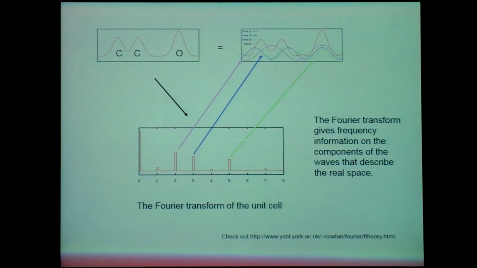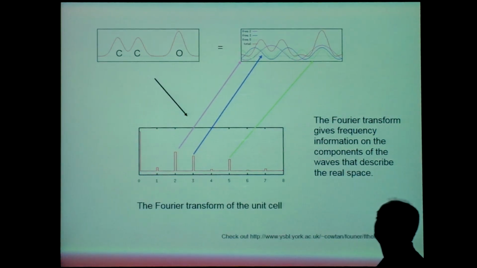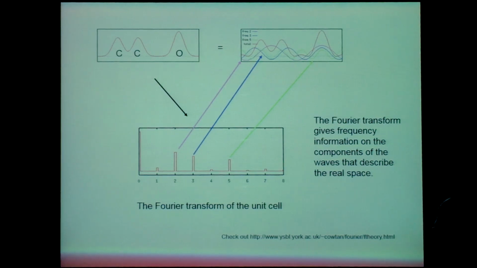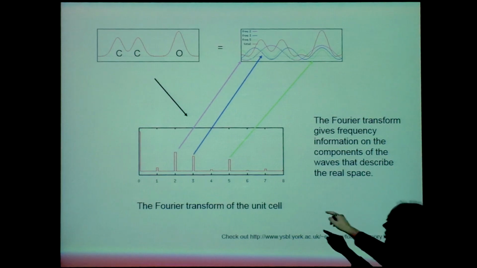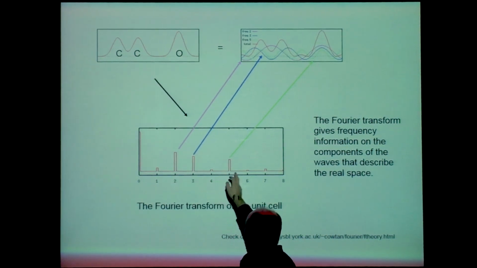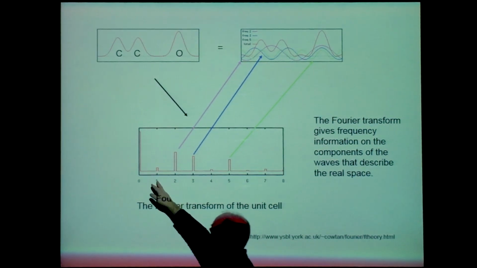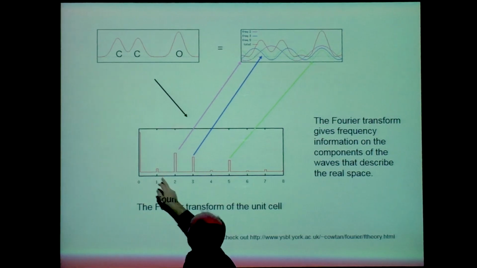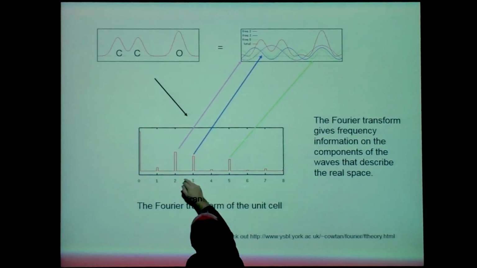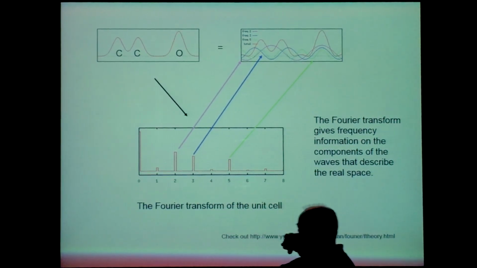Now, what the Fourier series does is it says that the unit cell can be represented by a summation of cosines. These are the cosines here. So 8 different cosines. The first cosine, frequency 1, has this amplitude. The second cosine, frequency 2, has that amplitude. Third, fourth, fifth, sixth.